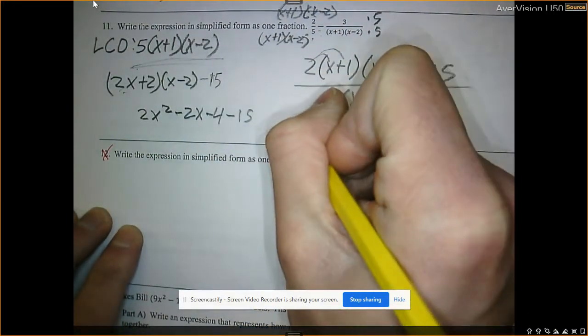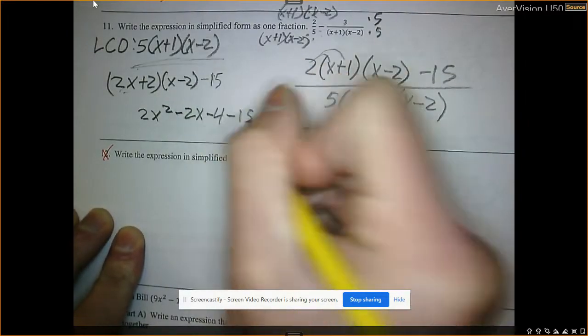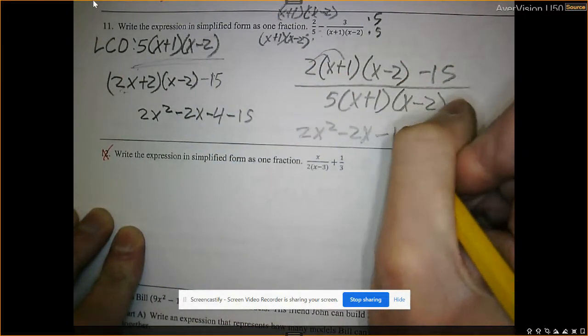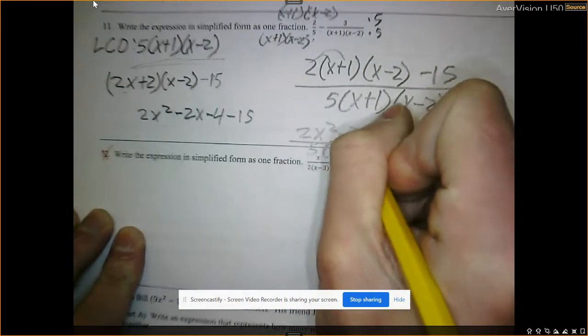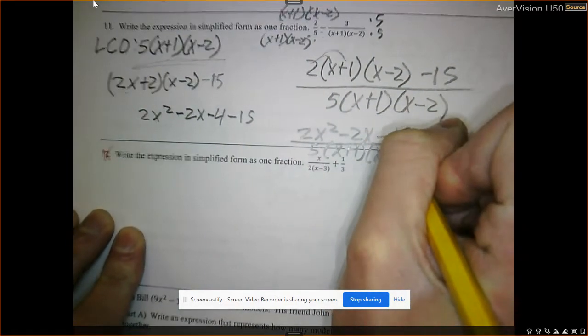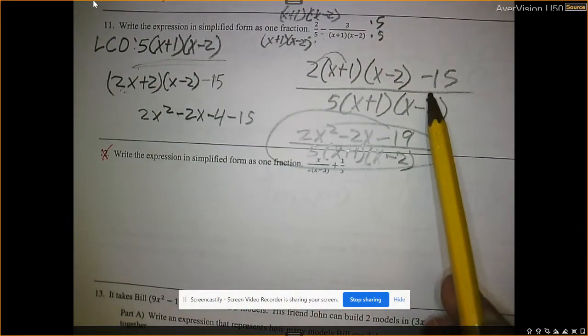So really what this turns into is 2x squared minus 2x. Negative 4 minus 15 is negative 19. And again, that is over your common denominator of 5 times x plus 1 times x minus 2. That's your answer there. Once you get here, you're almost done.